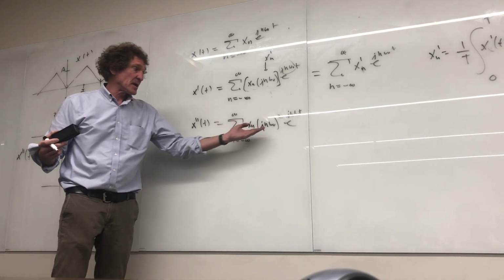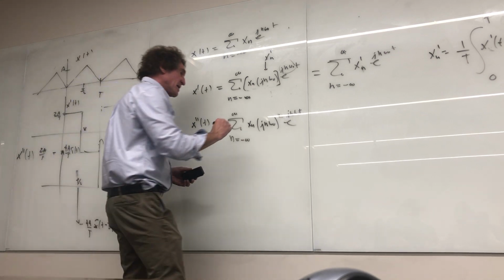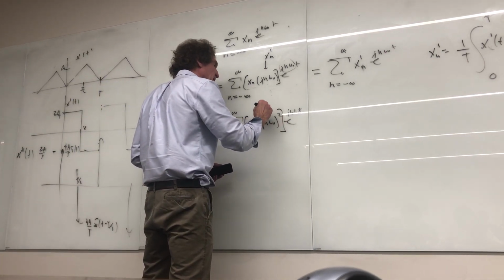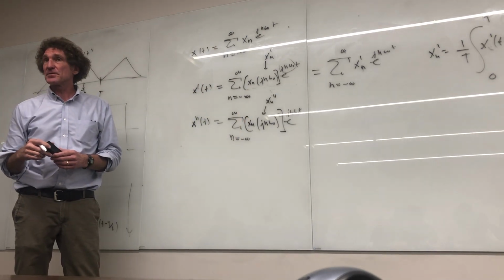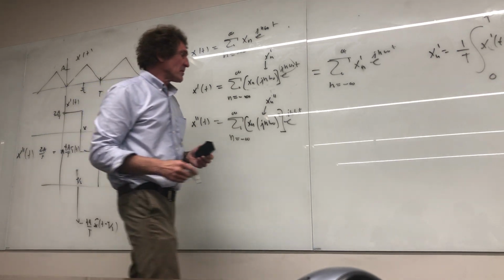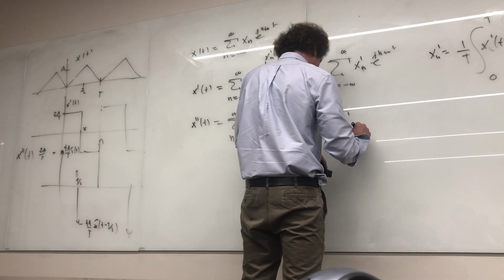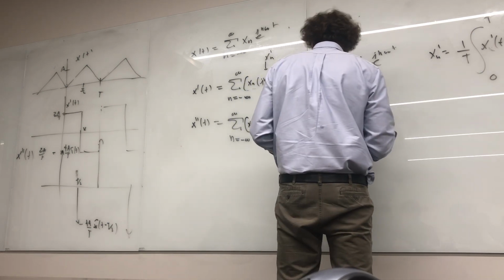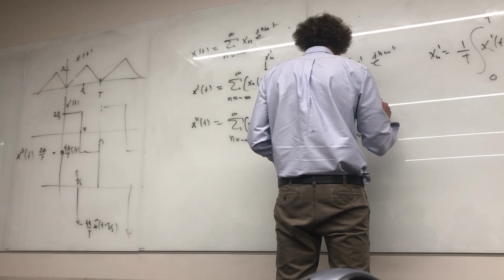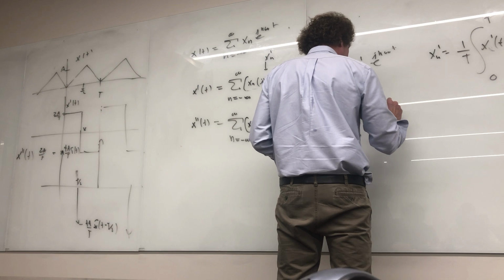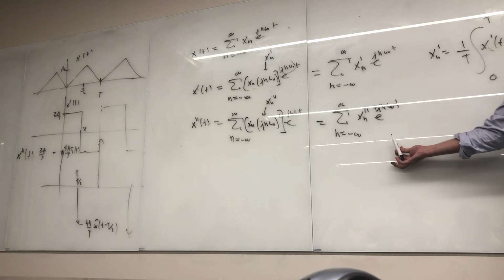Instead of having just j n omega naught, now it's j n omega naught squared. And in fact, this becomes x n double prime. That is the coefficient for the second derivative of the original series. And it's still in the form of a Fourier series. So now that equals the summation from n equals minus infinity to infinity of x of n double prime e to the plus j n omega naught t. This is in the form of a Fourier series.